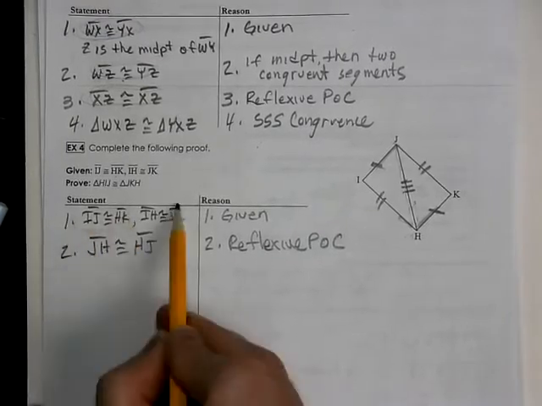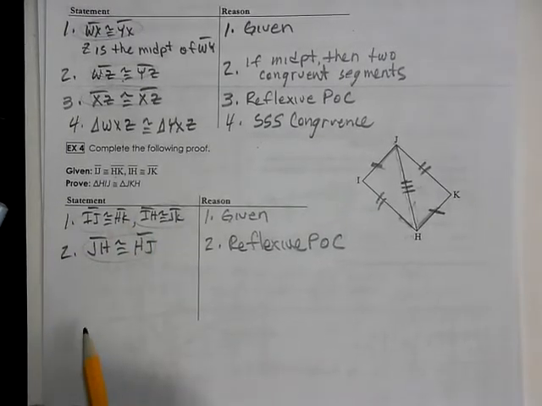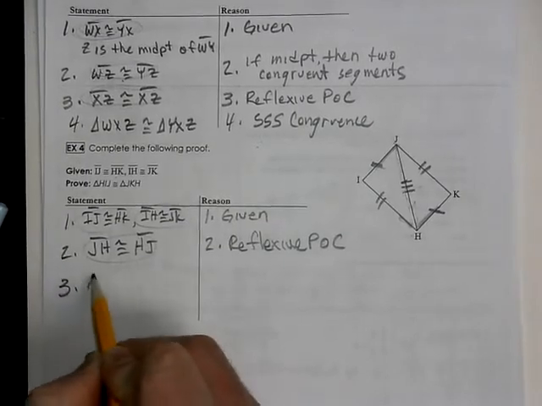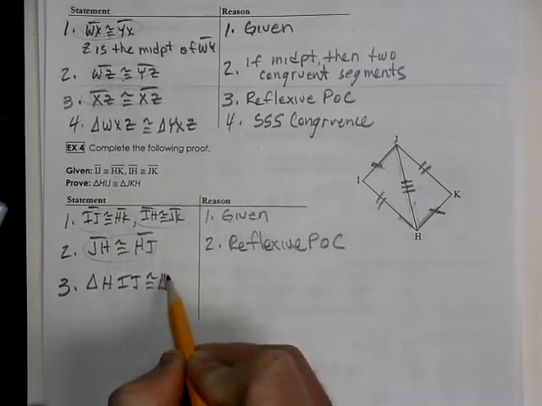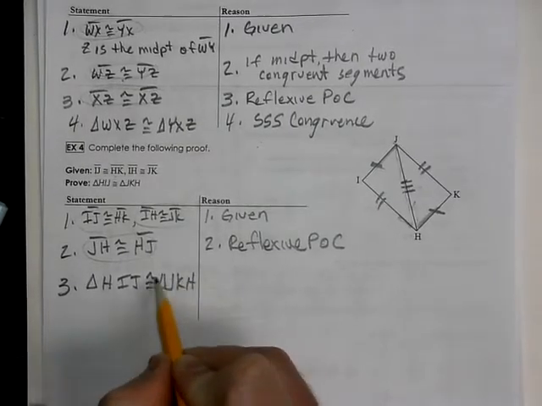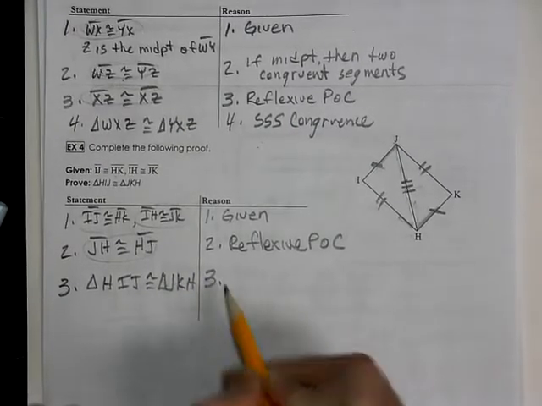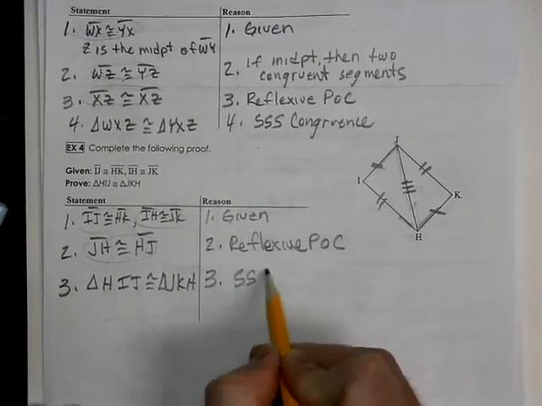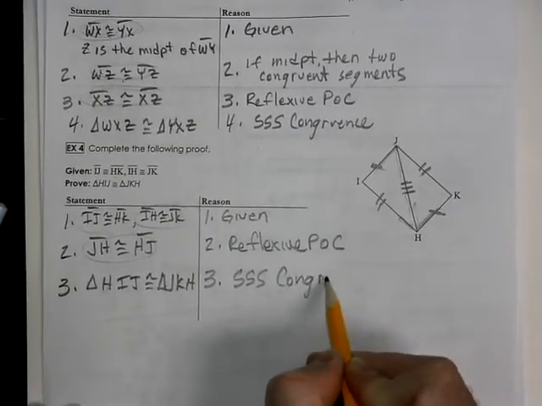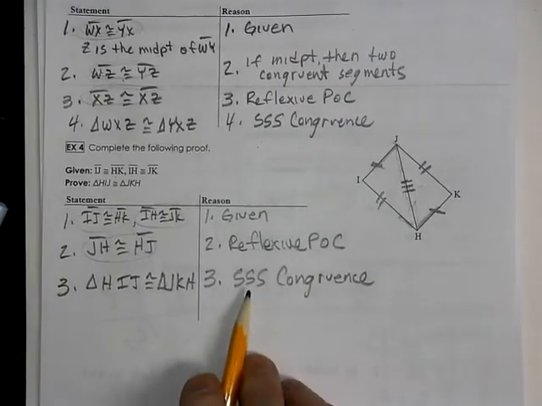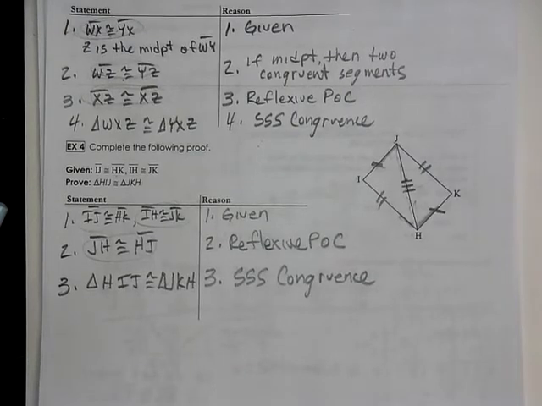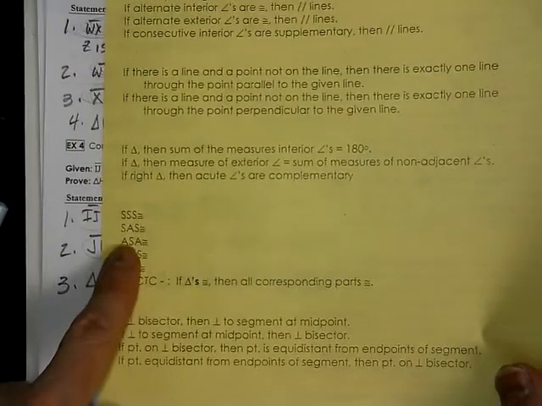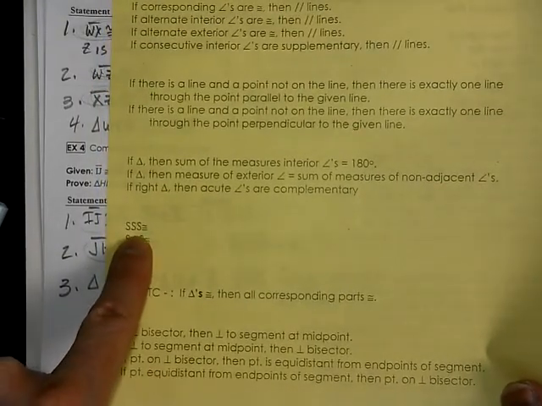Now I have three sides of one triangle congruent to three sides of another. So my triangle HIJ is congruent to triangle JKH. And that's a side-side-side congruence. You only use the SSS with congruent triangles. SSS is part of your yellow sheet. SSS congruence.